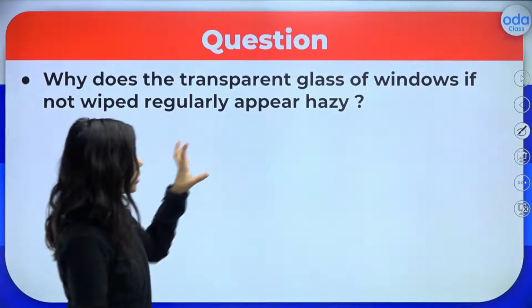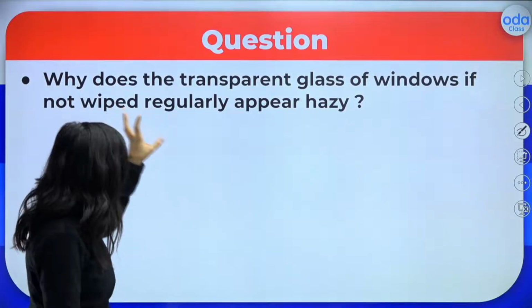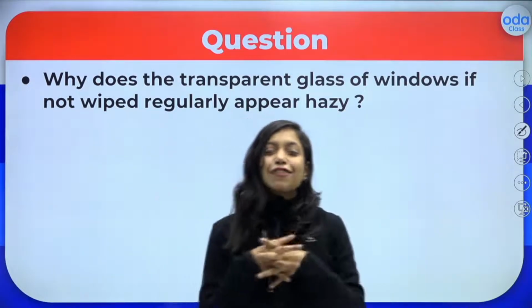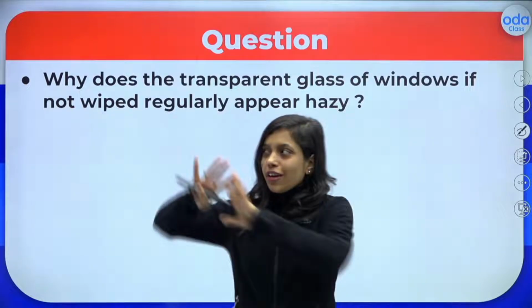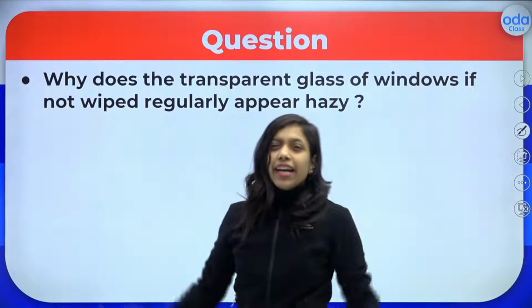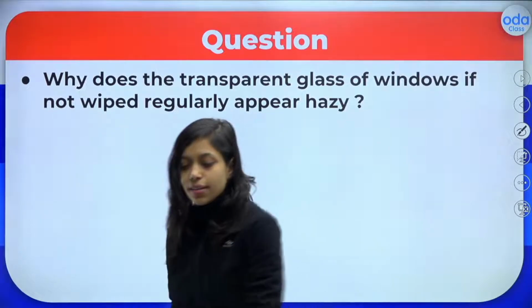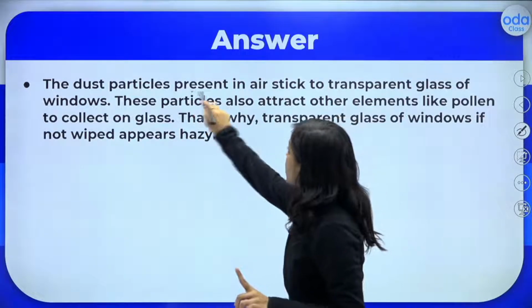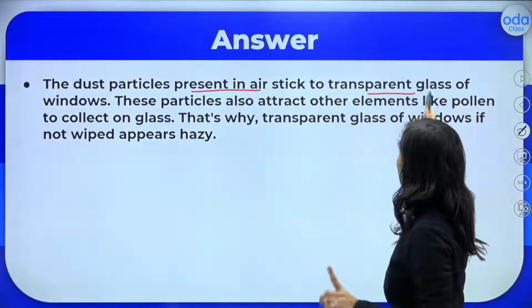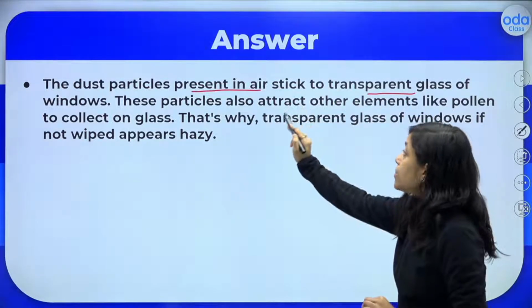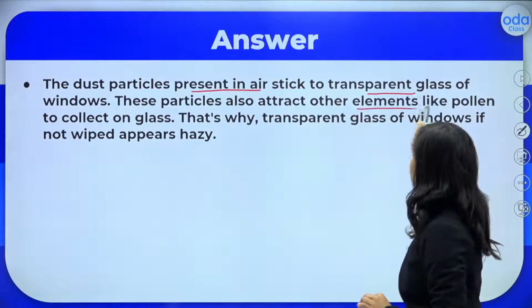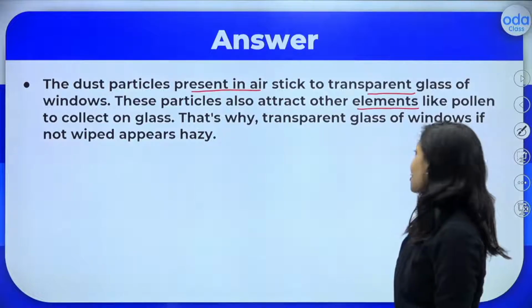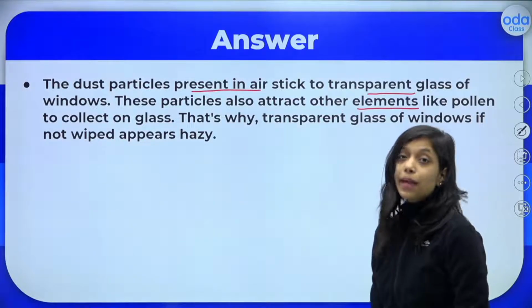Why does the transparent glass of windows, if not wiped regularly, appear hazy? Can you guess the answer for this? This is very easy. If you don't rub any surface, it becomes hazy. Why? That is because of the dust particles. I hope you know this. The dust particles present in the air stick to the transparent glass of the windows. These particles also attract other elements like pollen to collect on the glass. That's why the transparent glass of the windows, if not wiped, appears hazy.